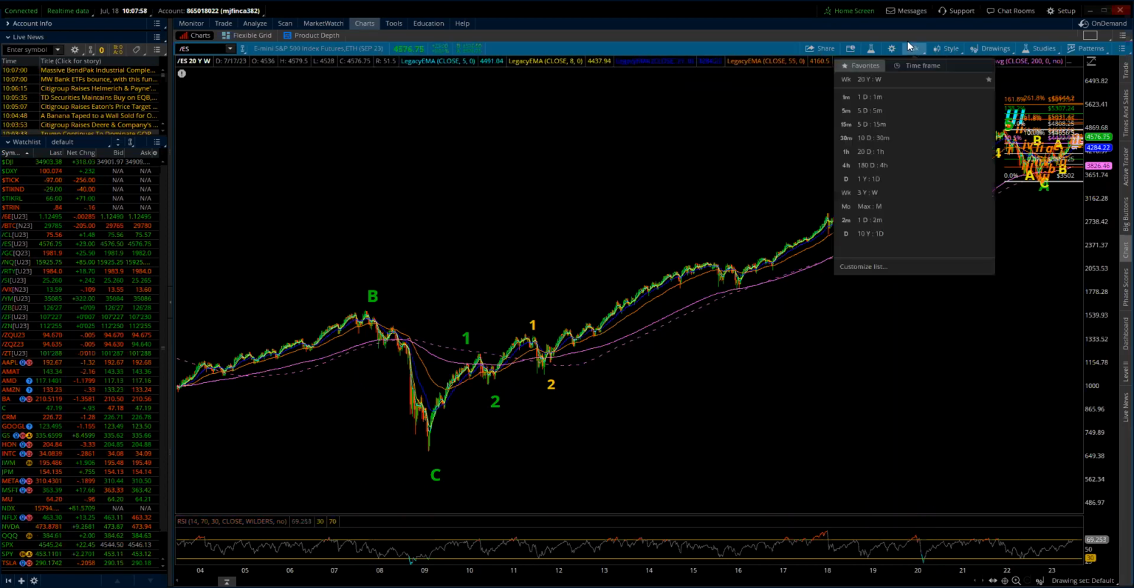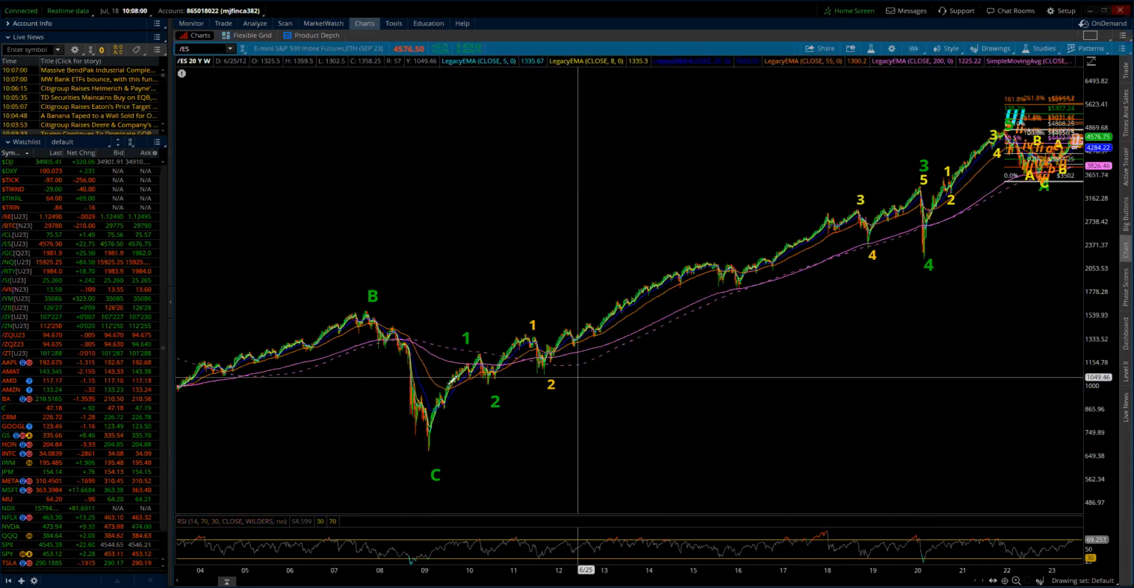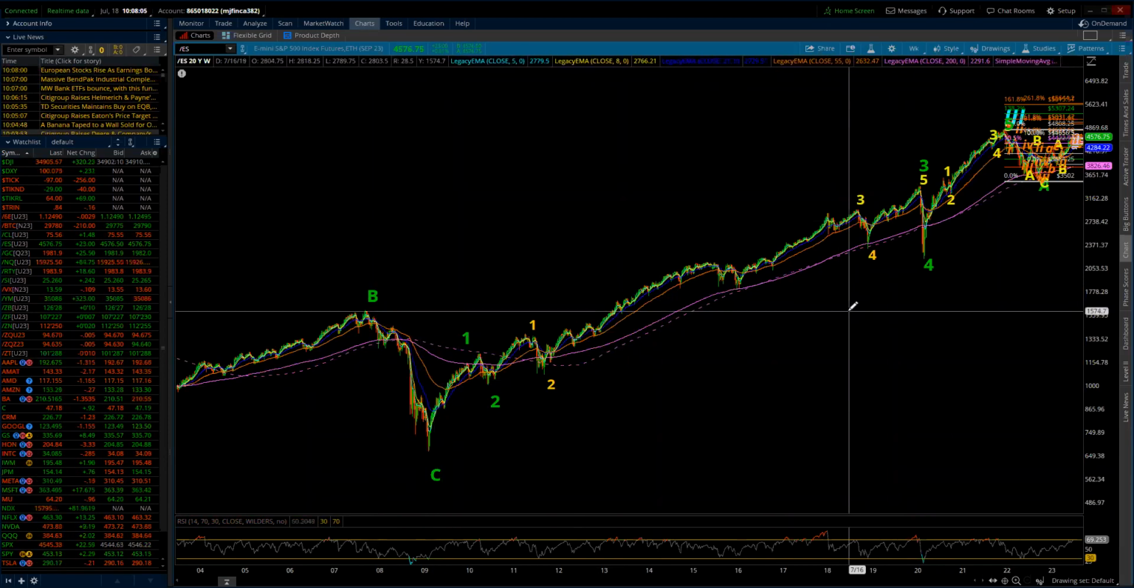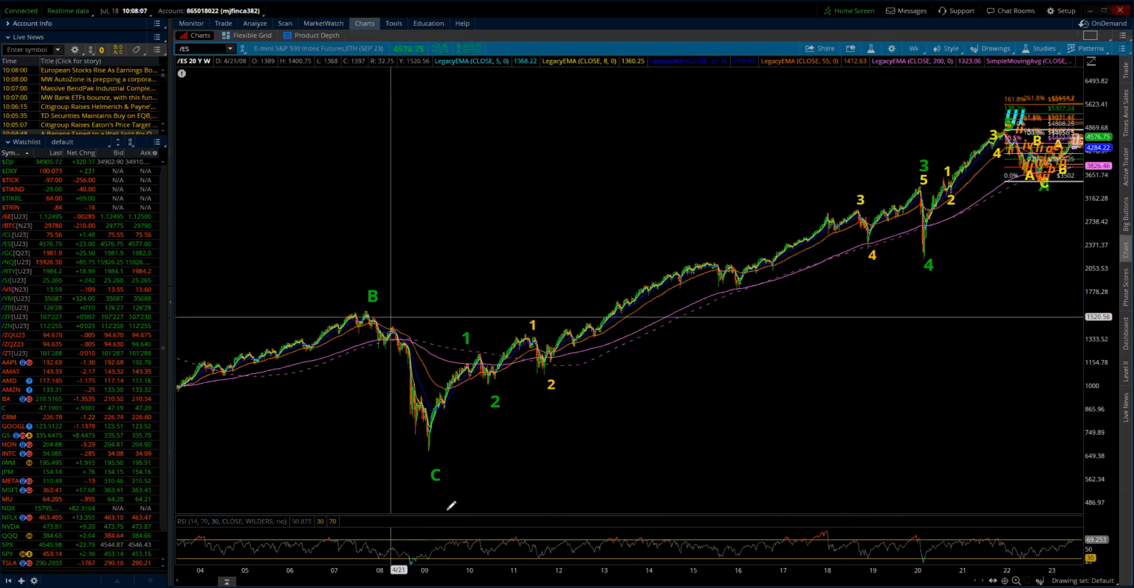In fact, I could come from my very long-term weekly chart. So things operate in degrees. So let me start telling you about what Elliott is.